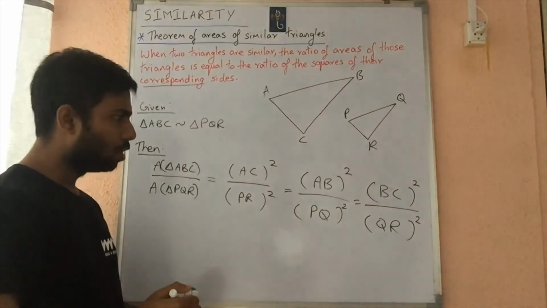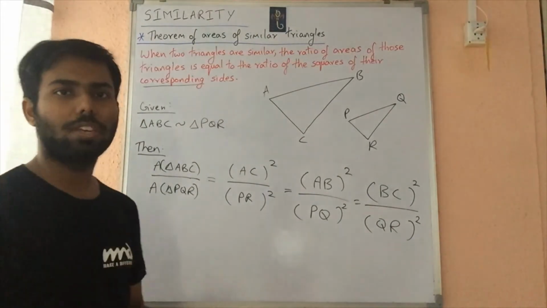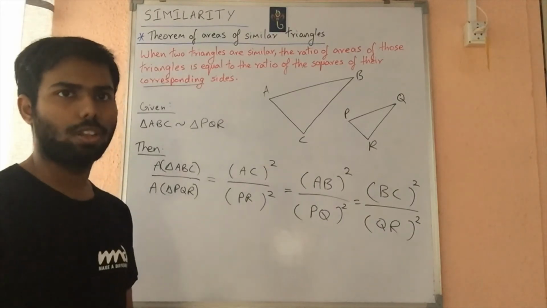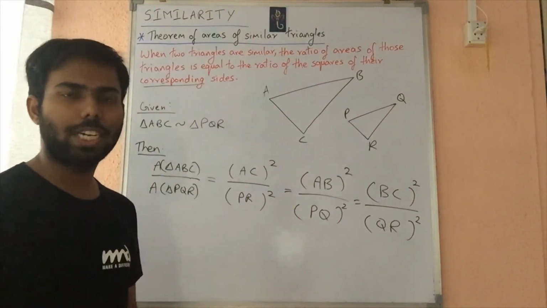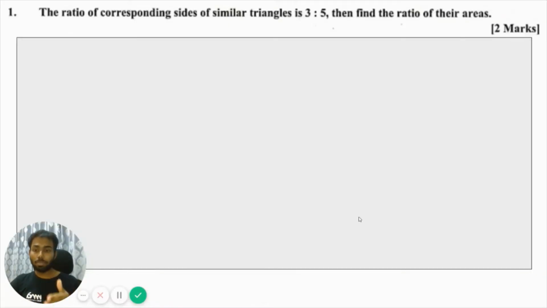Okay, so that's your theorem of areas of similar triangles. That's the only new theorem that is going to be used in practice set 1.4. Now we will see how to solve problems in practice set 1.4. Now that we know the theorem on areas of similar triangles and the formula that the ratio of areas of similar triangles is equal to the ratio of squares of their corresponding sides, we will start solving problems based on that theorem in practice set 1.4.